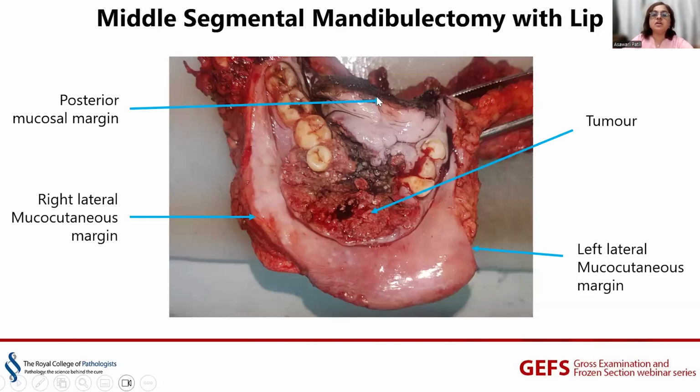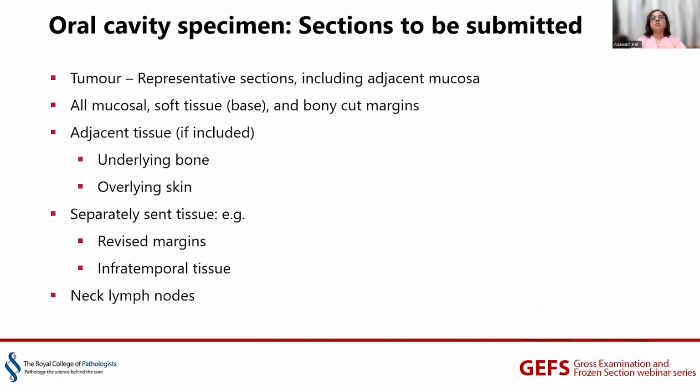There will be this posterior mucosal margin also, and then the rest of the margins which are closest to this, any other mucosal margin. We are also going to submit sections of bone and skin in this kind of specimen. So, just to summarize, what are the sections? Tumor representative sections, mucosal, soft tissue, and bony cut margin, adjacent tissue, including bone and skin if they are present, separately sent tissue, and nodes.